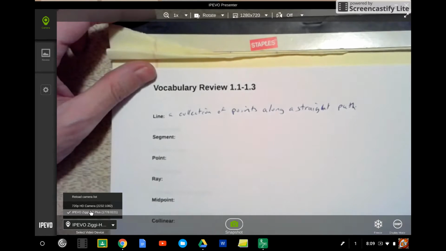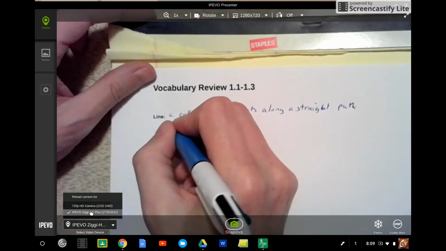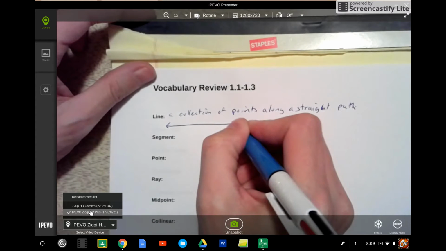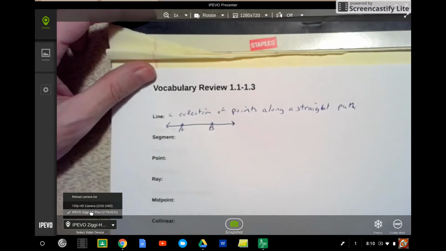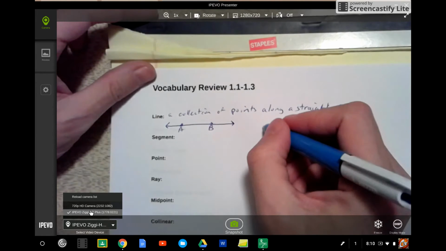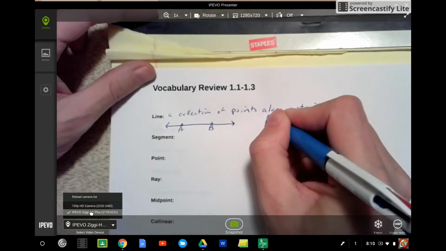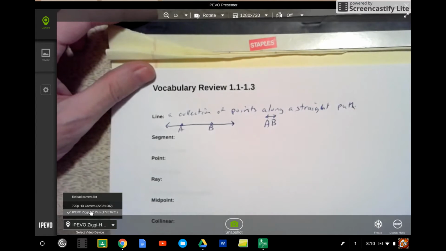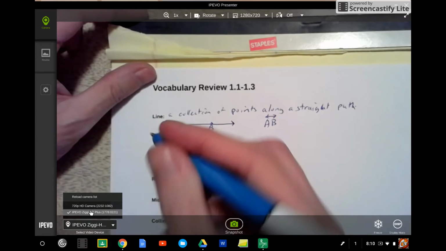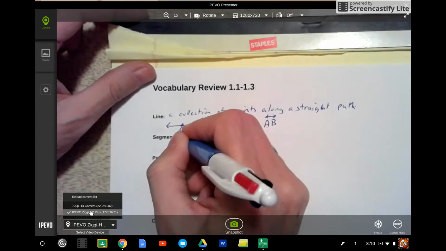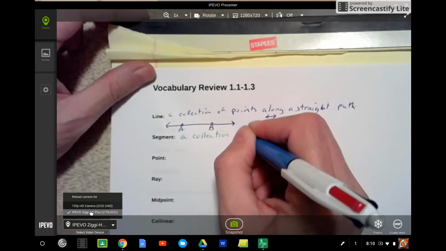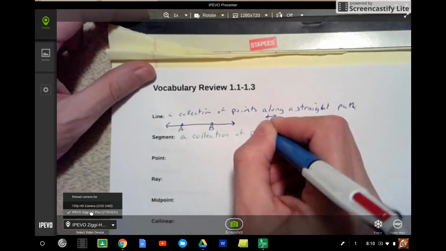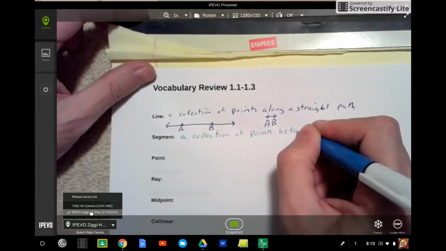Okay, so we need to know the definition of it. We need to be able to draw an example of a line. And we need to be able to write its name in symbol form. Okay, so that's all the things you need to do for each particular one of these statements. A segment, that's a collection of points between two endpoints.